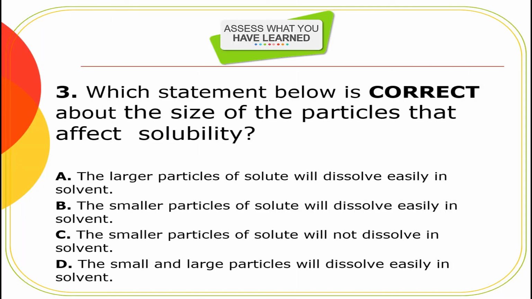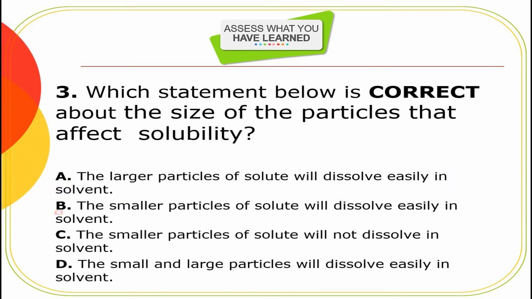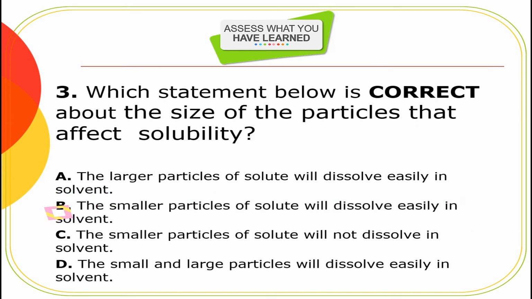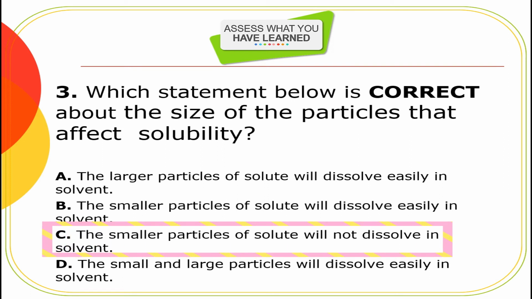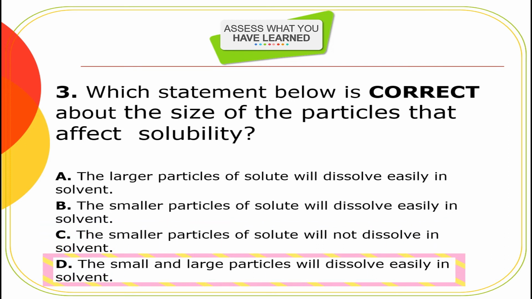Number 3. Which statement below is correct about the size of the particles that affect solubility? A. The larger particles of solute will dissolve easily in solvent. B. The smaller particles of solute will dissolve easily in solvent. Letter C. The smaller particles of solute will not dissolve in solvent. Letter D. The small and large particles will dissolve easily in solvent.